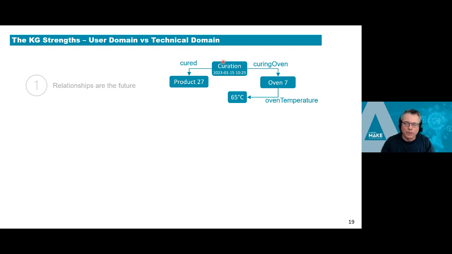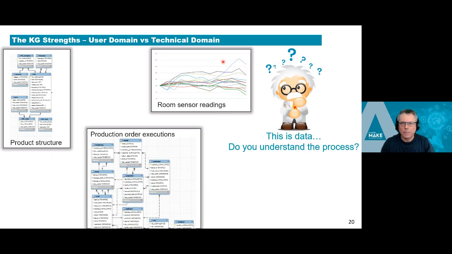So first item, relationships are the future. Now, another aspect at which the knowledge graph is very strong is the user domain versus the technical domain. Probably doesn't say so much here, but let me put it this way. Suppose that I started today's presentation using this slide. Would you then have understood what I was talking about?